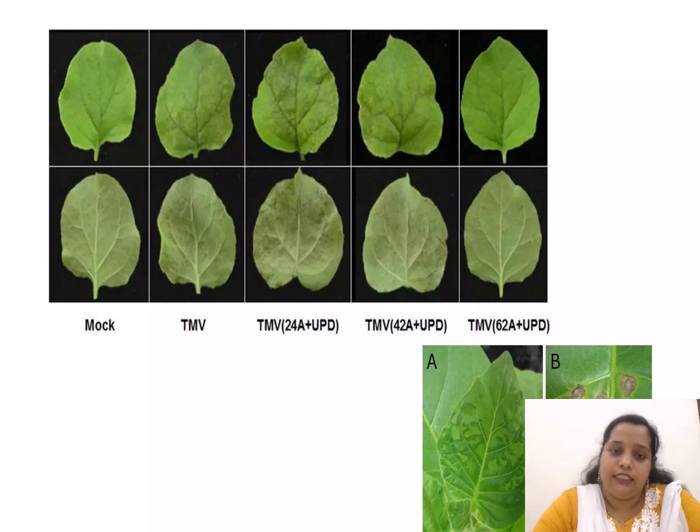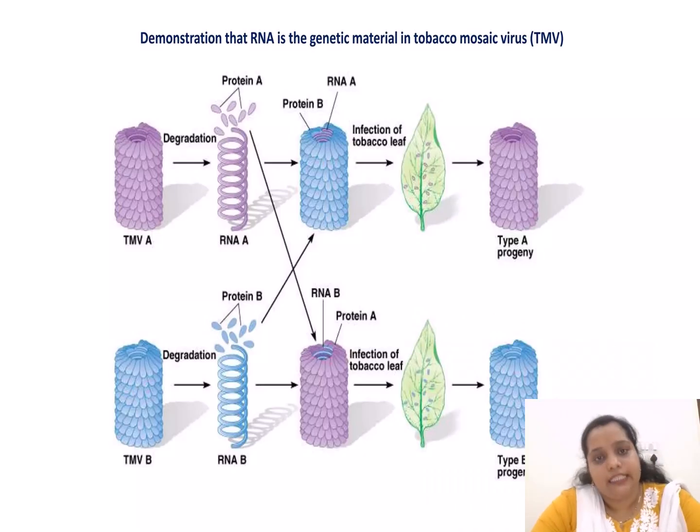So here are the images where MOP was used along with the TMV viruses. At last, you can see the mosaics can be developed. So what was Franklin, Conrad, and Singer's experiment?